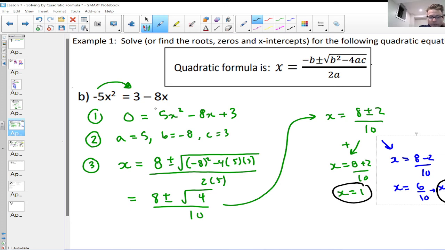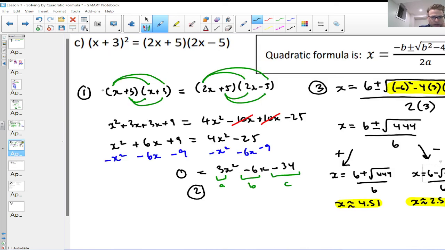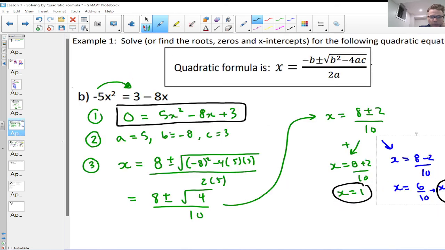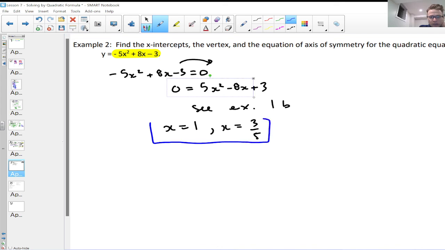Beautiful. If you notice, I've already done this back in example 1. Here's my example 1. So if you don't mind, I'm just going to skip to the answer. It's 1 and 3 over 5. So see example 1b. And so here I can see that x is equal to 1, x is equal to 3 over 5. So guess what, folks? These are my x-intercepts.